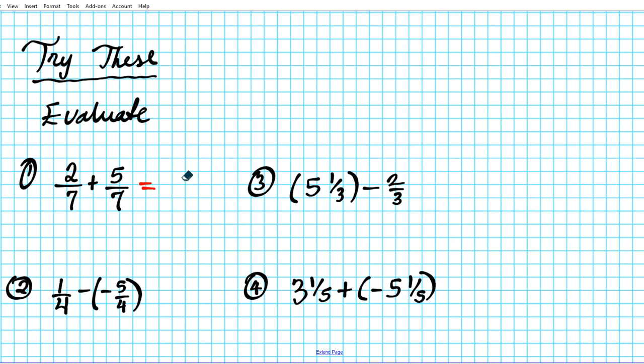For question 1, the answer is going to be 7 over 7, which reduces to 1. Question number 2, the answer is 3 over 2. Question 3, the answer is 14 over 3. And then question 4 reduces to negative 2.